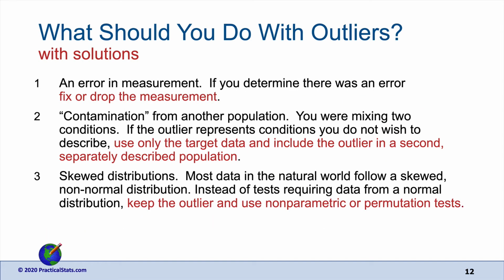The second cause of outliers is contamination from another population. So you were trying to mix two different conditions. And if the outlier represents the conditions you do not wish to describe, you can take all of the data, not just the ones that you would label outliers, but all of the data for that other condition, and separate it out and describe those two conditions separately.